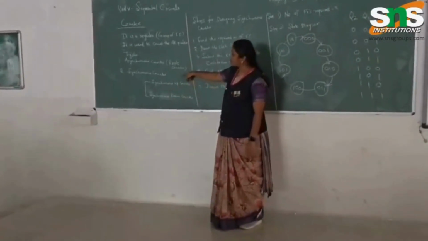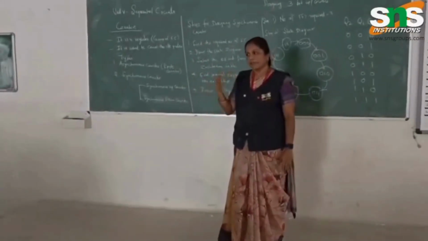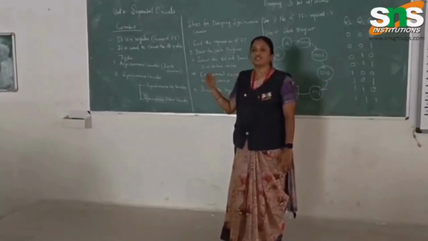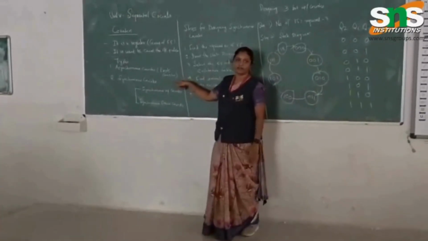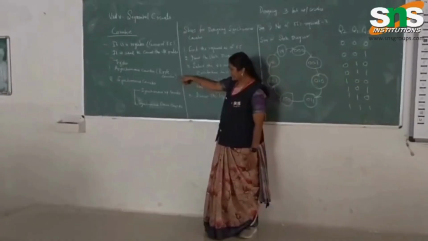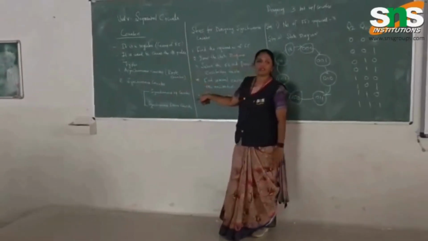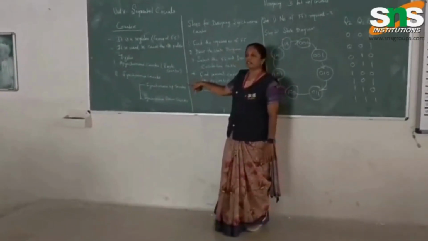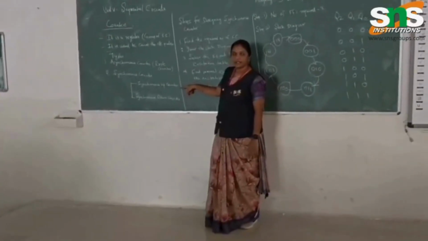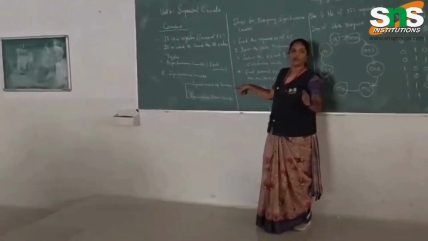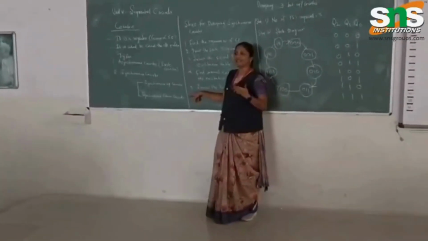Next, the synchronous counter. In a synchronous counter, all the flip-flops are excited by the same clock pulse at the same time. This is the difference between synchronous and asynchronous counters. In our syllabus, we have to study the synchronous counter. There are two types: synchronous up counter and synchronous down counter. An up counter counts in ascending order, that is 0, 1, 2, 3, 4, and a down counter counts in descending order.